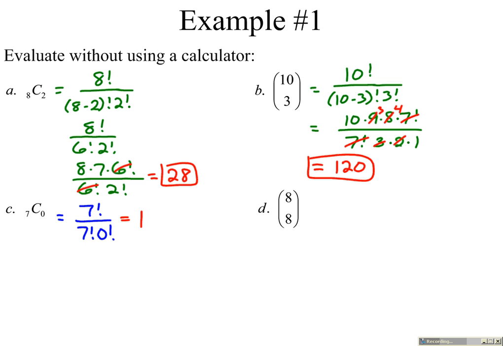Here, 8 choose 8. 8 factorial over 8 minus 8 factorial times 8 factorial. Once again, if we think intuitively about this, 8 things to choose from, and I want to choose all 8 of them, how many different ways can I do that? Only 1. Again, 8 factorials cancel. We're left with 1 over 1. There's only one way that can be done.